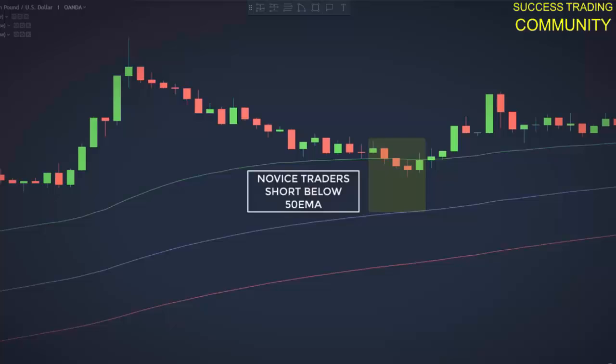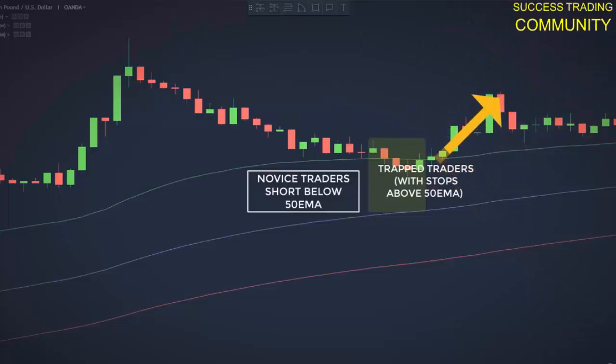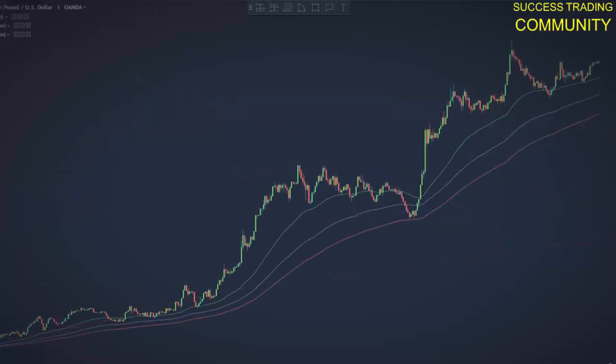That's why we wait for the price to return above the 50 EMA. We want to have trapped traders below us to fuel our long positions. Where are the stops of the traders shorting below the 50 EMA? You guessed it, above the 50 EMA. When the price returns above the moving average, our scalping trade gets an extra boost from the stops of trapped traders. Here are some important observations.